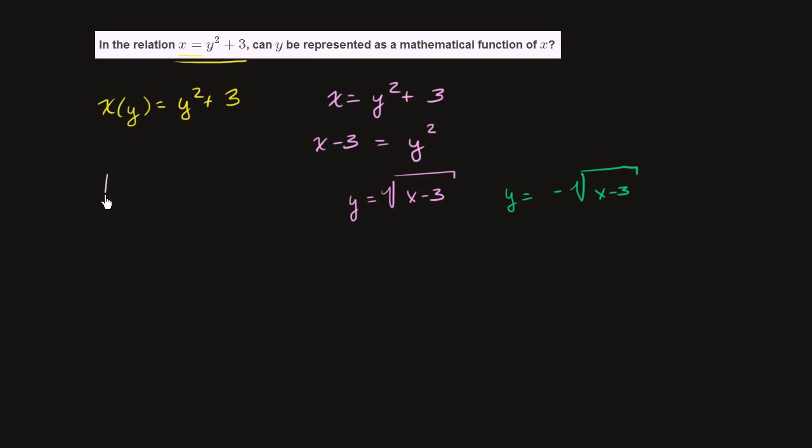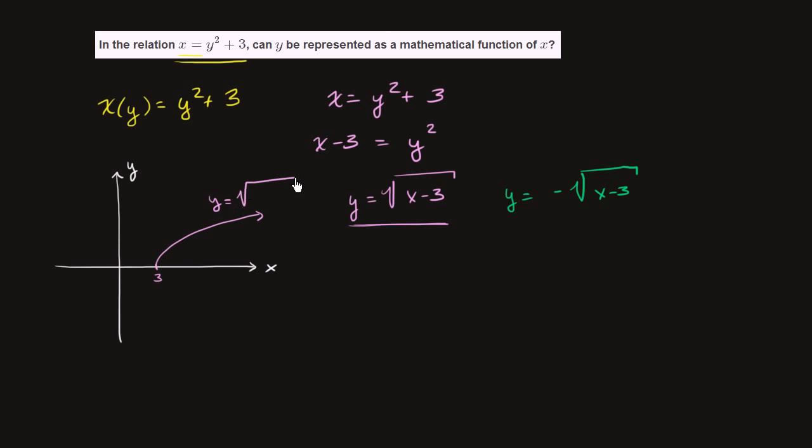Let me show you. Let me attempt to sketch this graph. So let's say this is our y-axis. Let's sketch this relation. This is our x-axis. And this right over here, y is the positive square root of x minus 3. That's going to look like this. So if this is x is equal to 3, it's going to look like this. That's y is equal to the positive square root of x minus 3. And over here, y is equal to the negative square root of x minus 3, is going to look something like this.